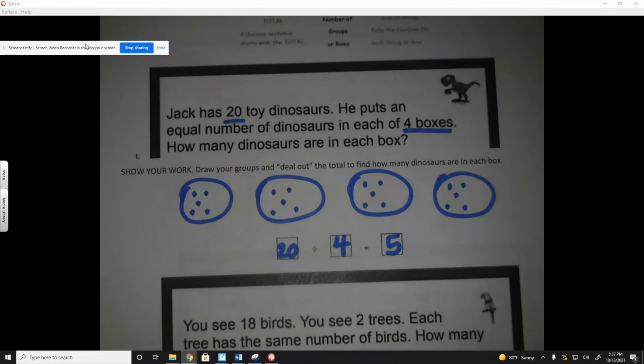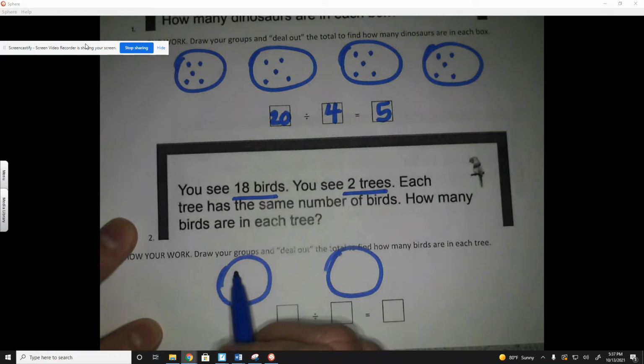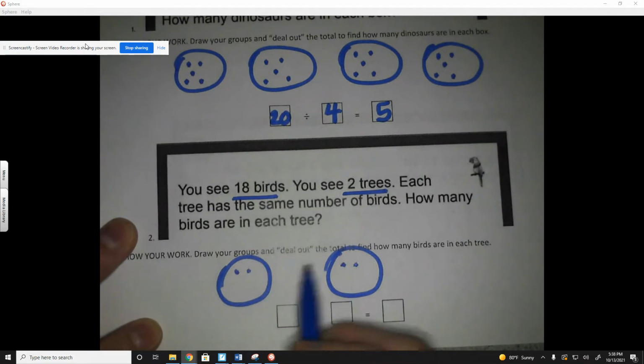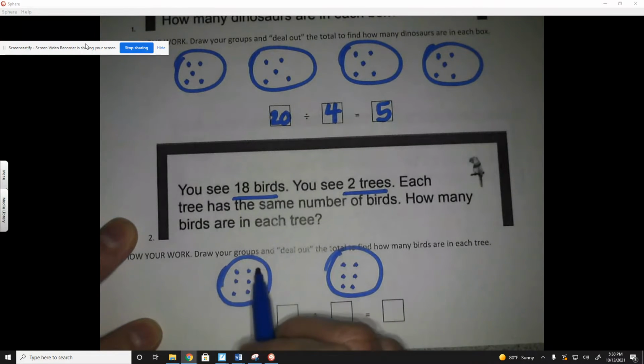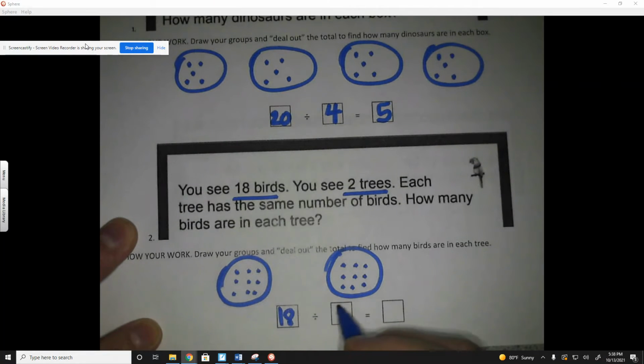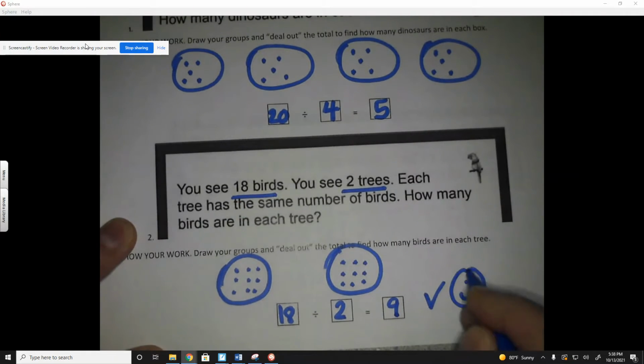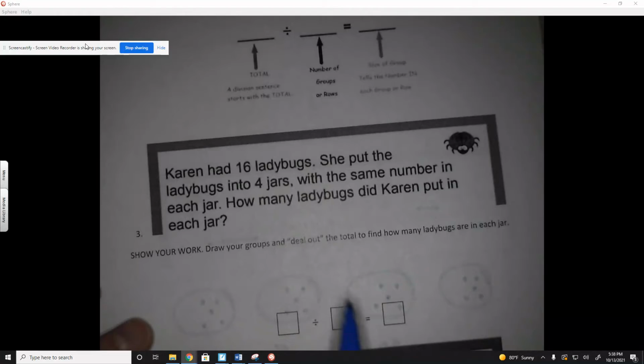This is review. We have been studying division for over a week now. So if I have 2 trees, and I'm going to count out 18. 1, 2, 3, 4, 5, 6, 7, 8, 9, 10, 11, 12, 13, 14, 15, 16, 17, 18. So 18 birds that are in 2 trees, and you have the same number of birds in each tree, you're going to have 9 birds in each tree. Give yourself a check or a smiley face if you got that one.